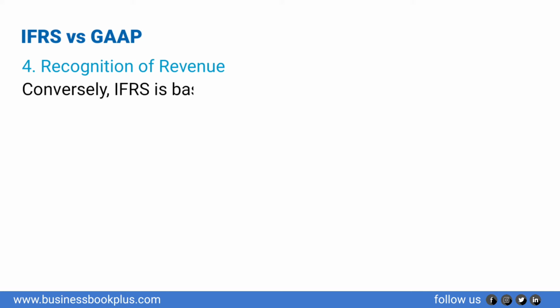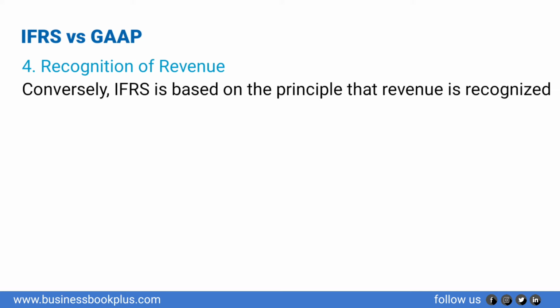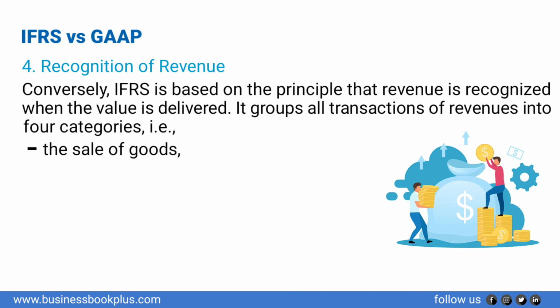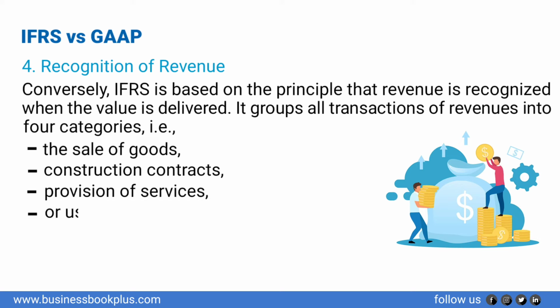Conversely, IFRS is based on the principle that revenue is recognized when the value is delivered. It groups all transactions of revenues into 4 categories, that is the sale of goods, construction contracts, provision of services, or use of another entity's assets.